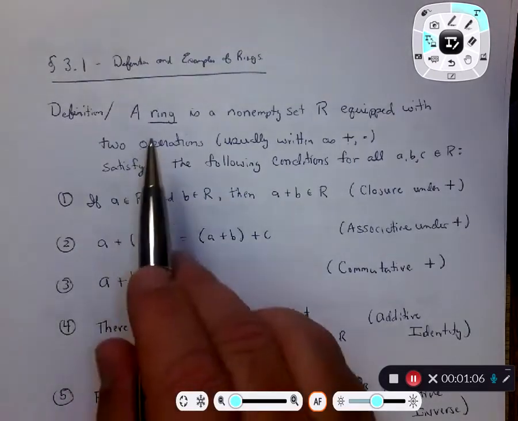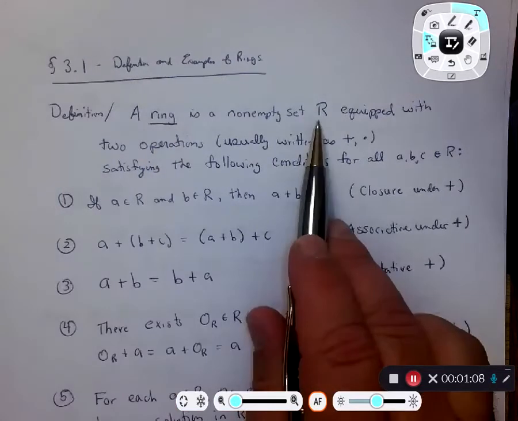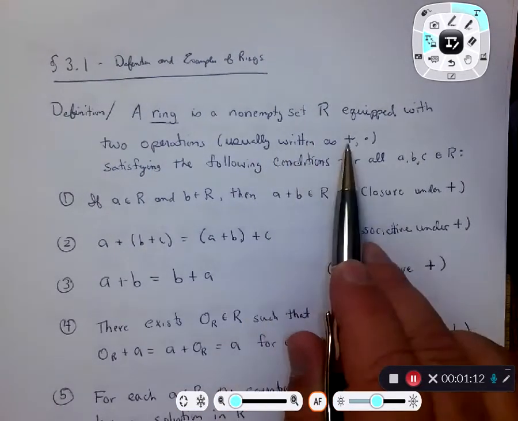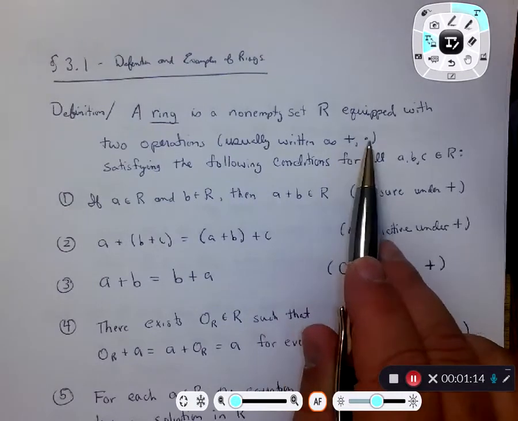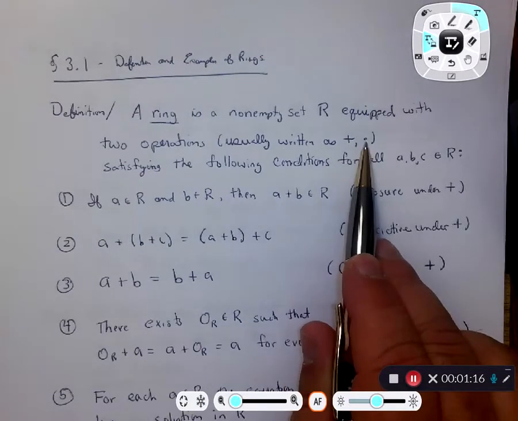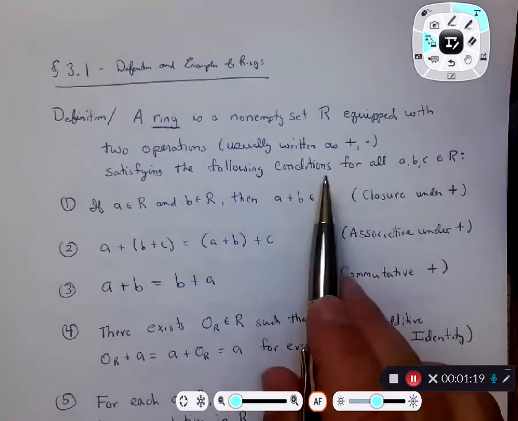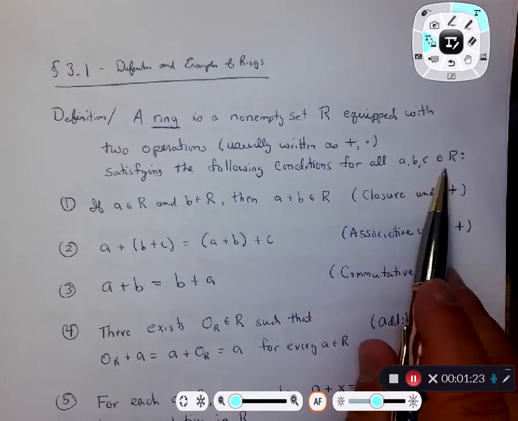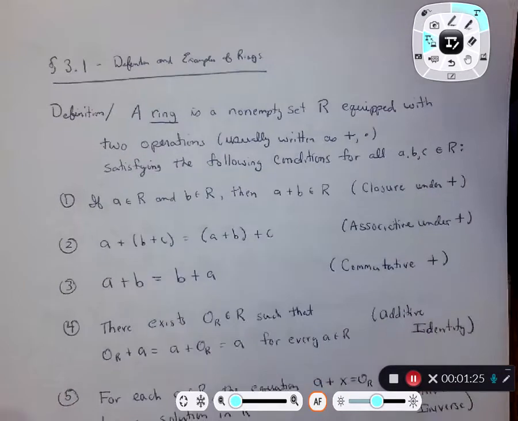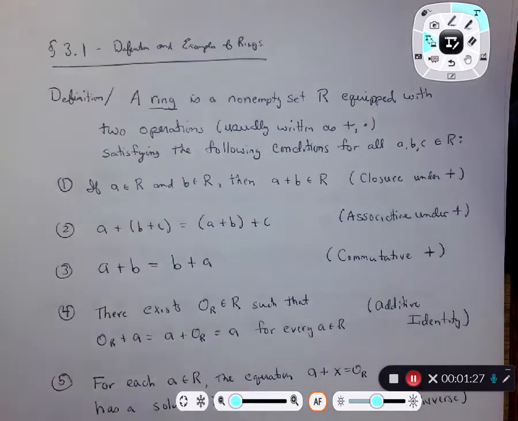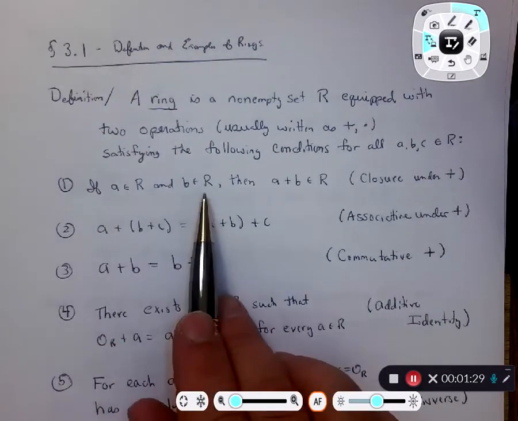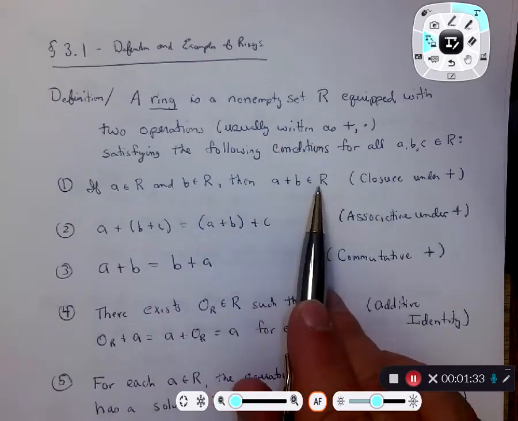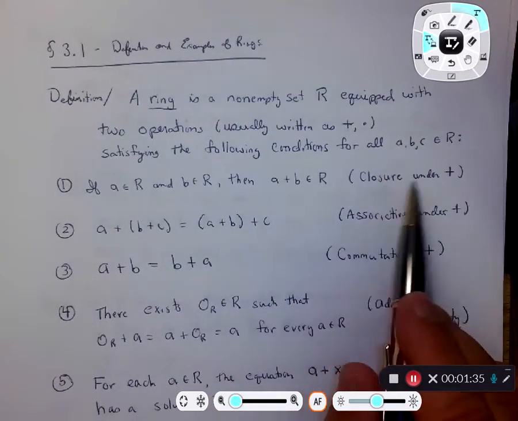So a ring is a non-empty set R of elements with two operations, an addition and a multiplication, however those are defined, that satisfy the following conditions for all a, b, and c elements of R. Number one, if a is an element of R and b is an element of R, then a plus b is an element of R. That is called the closure property under addition.